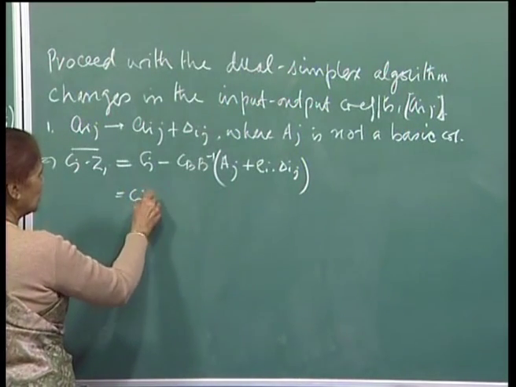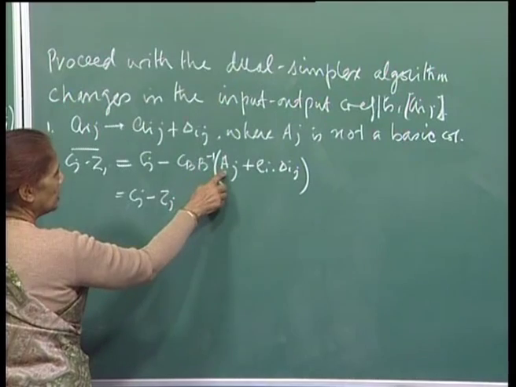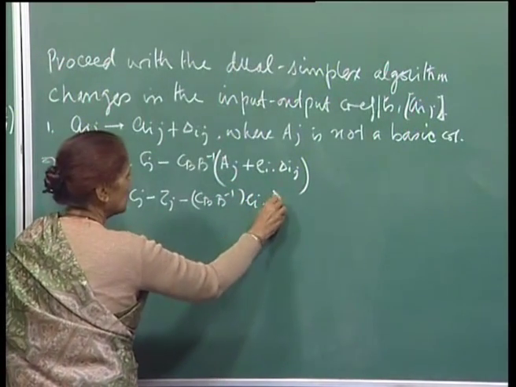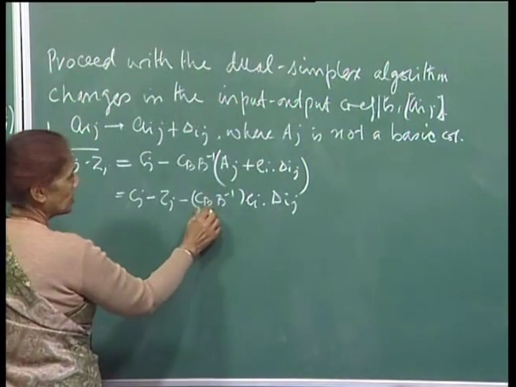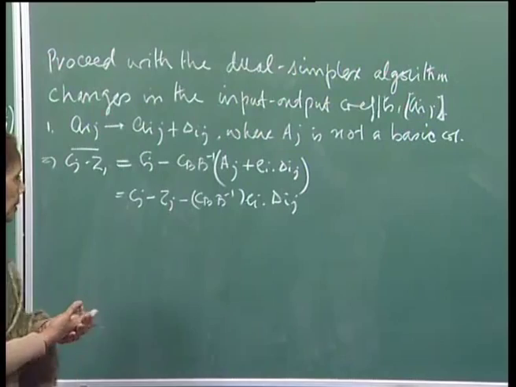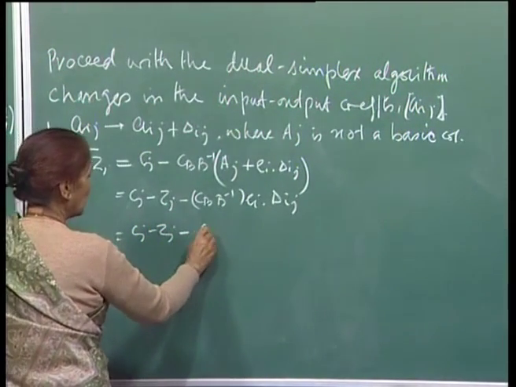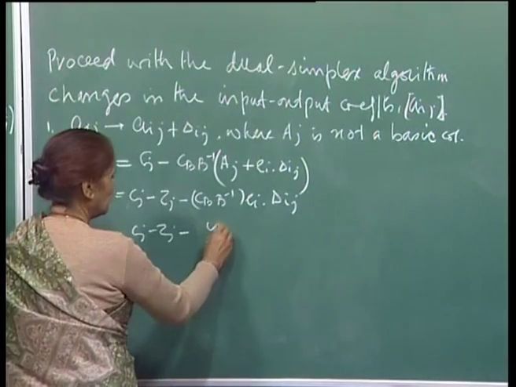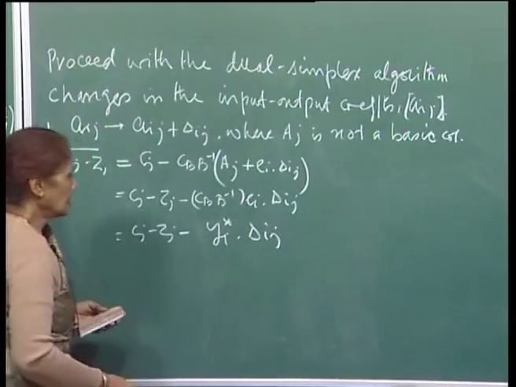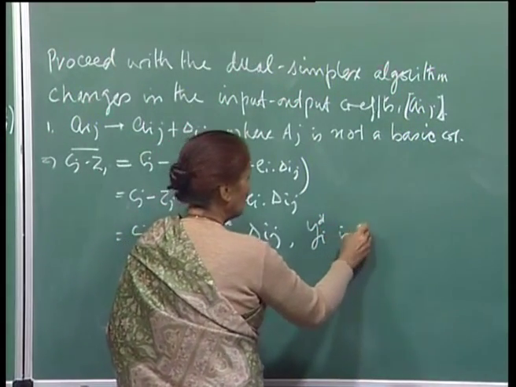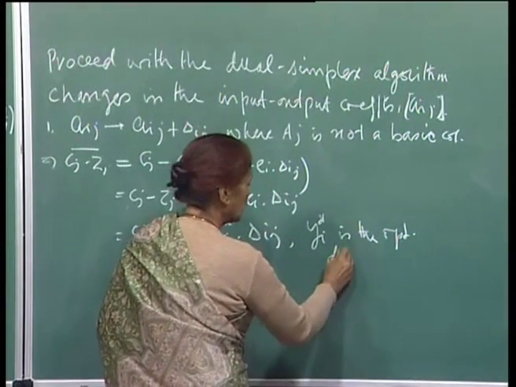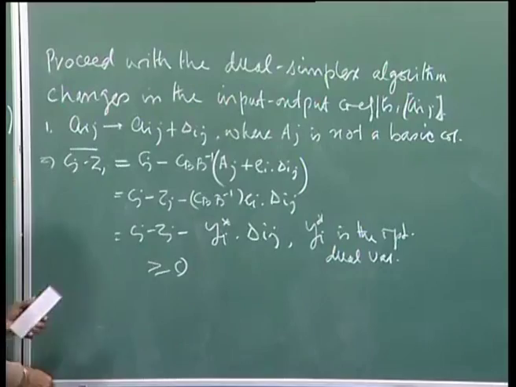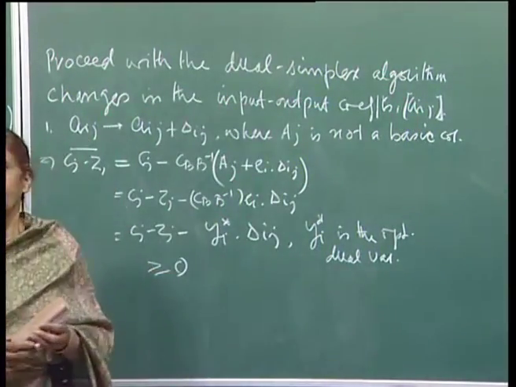So, when you rewrite, this will be Cj minus Cb B inverse Aj, which is your Cj minus Zj, and here it will be minus Cb B inverse Ei times delta Ij. That means this is the ith element of Cb B inverse, which is nothing but the ith dual variable. So, this is equal to Cj minus Zj minus Yi star into delta Ij, where Yi star is the optimal dual variable. And you want this to be greater than or equal to 0, if you want to find out for what values of delta Ij your current solution remains optimal.